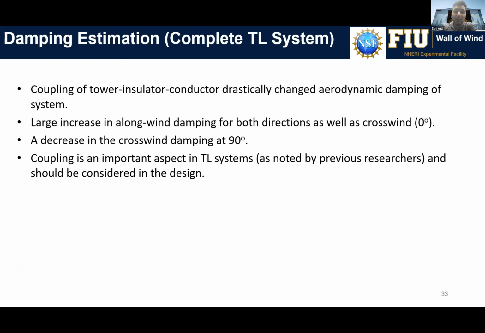So the coupling of the tower, insulator, and conductor drastically changed the aerodynamic damping of the system. There was a large increase in along wind damping for both directions, as well as crosswind at 0 degrees. There was a decrease in the crosswind damping at 90 degrees. And coupling is an important aspect in transmission line systems, as noted by previous researchers, and should be considered in the design.